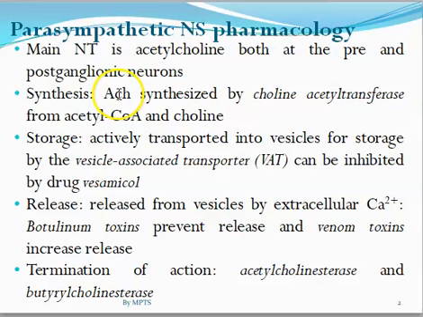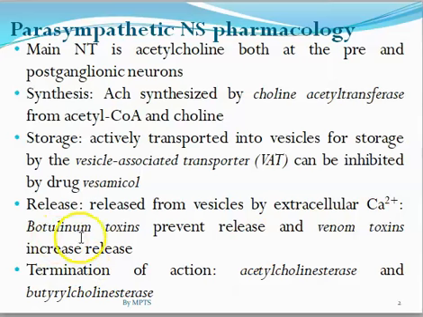It is synthesized from acetyl-CoA and choline by the choline acetyltransferase enzyme. Now, after synthesis, it is actively transported into the vesicles for storage by the vesicle-associated transporter, or the VAT. This one can be inhibited by a drug called vesamicol. Now, it is released from the vesicles by extracellular calcium. Of course, this one, we are meaning the action potential. I'm sure you're aware of that process.